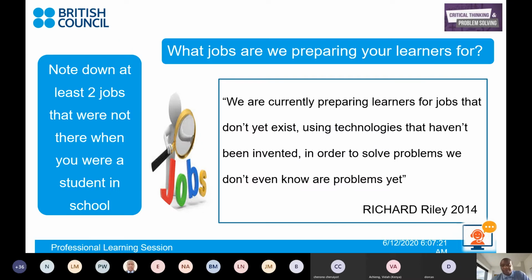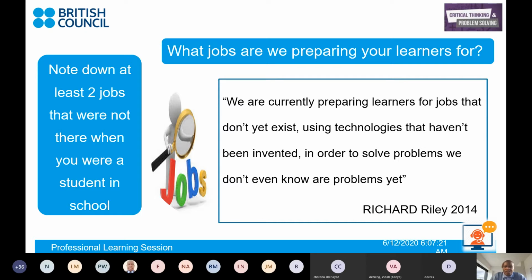And therefore, can you note down 2 jobs which were not there when you were a student? Write down 2 jobs which, when you were a student, were not there. List them in the chat. Two jobs which were not there when you were in school. App developer, thank you, Enos. Safaricom job, M-Pesa job, IT, human resource.